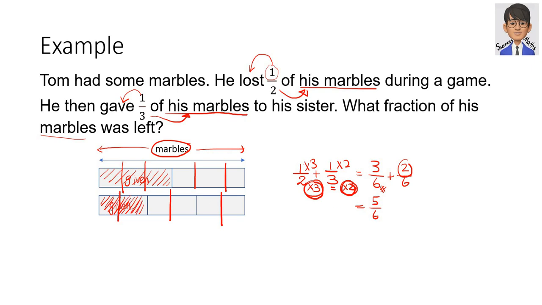So in the end, the fraction of his marbles that were gone from his own set of marbles at first is 5 out of 6, which means this 2 can be shaded and put in here. In other words, what was left is this portion here. So the 1 whole represents the marbles, minus 5 over 6, which is the fraction of his marbles that was given away or lost. The answer is 1 over 6.